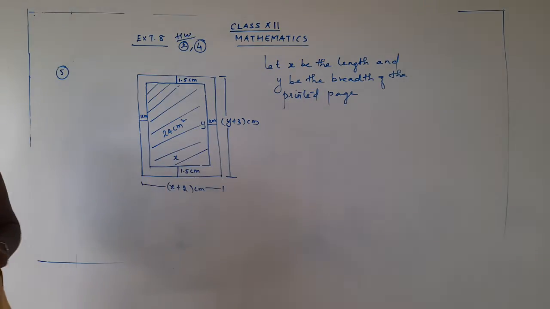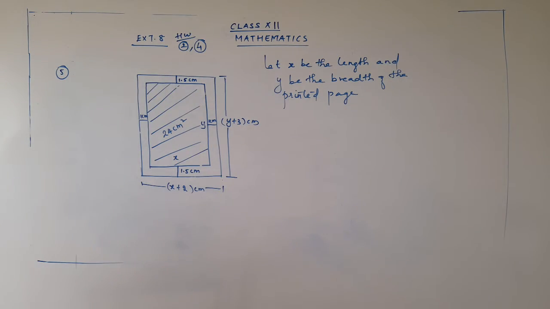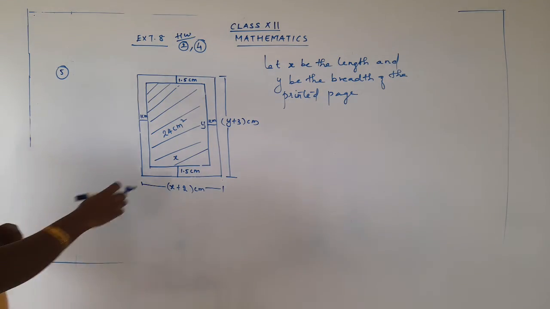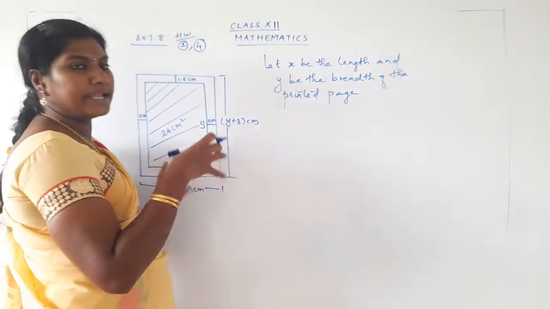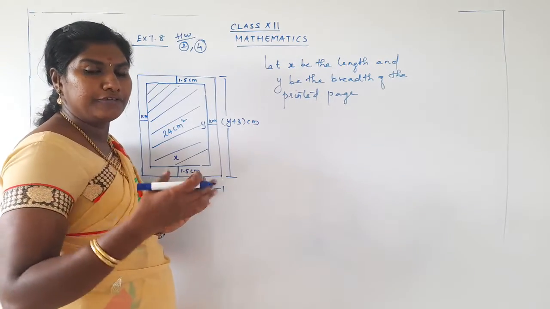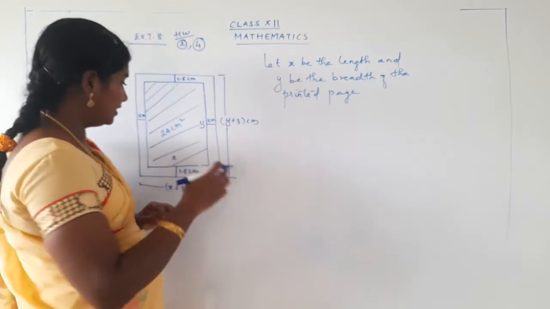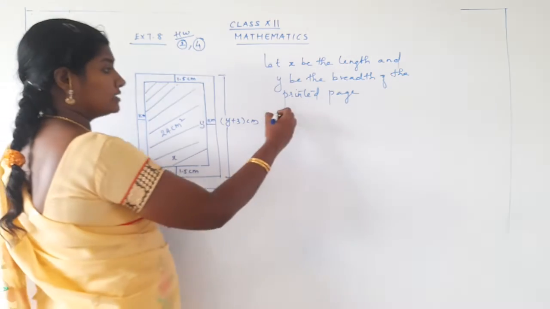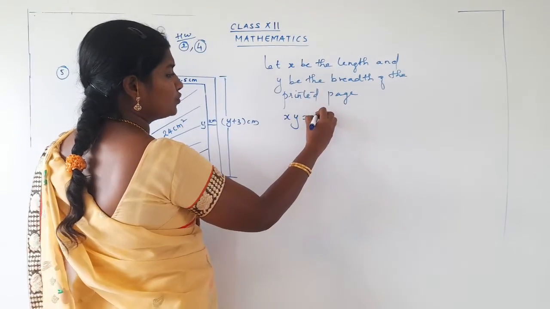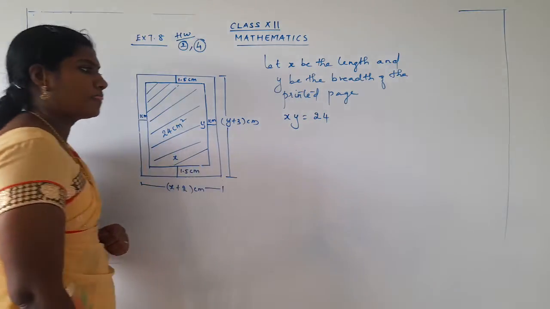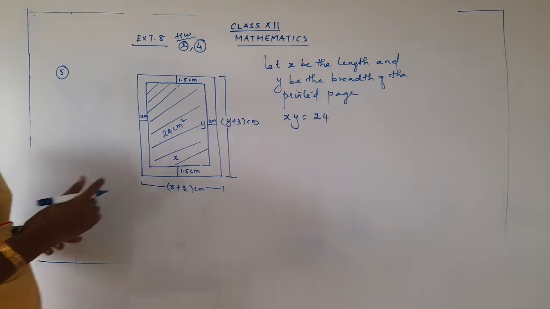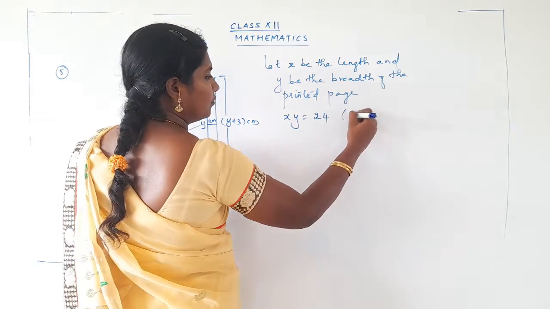Let x be the length and y be the breadth of the printed page. So what do I know? Area. What is the area formula for a rectangle? Area of a rectangle is length into breadth. Here length is x and breadth is y. So I get xy is equal to 24. This is given to us. xy is equal to 24, the given part.